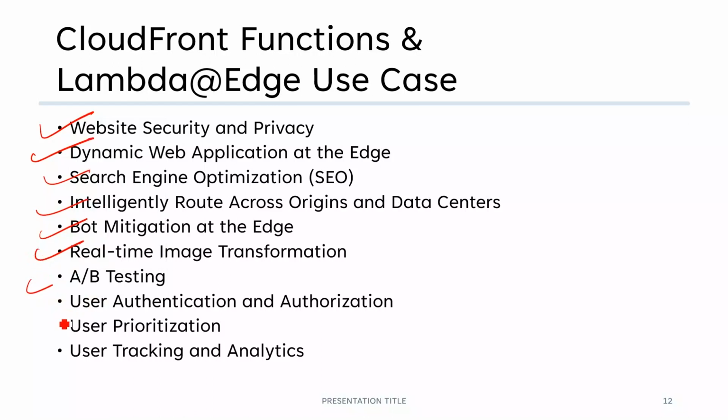User authentication and authorization: before accessing the particular data, you can use authentication logic which will authenticate the user. User prioritization, user tracking and analytics: anything that you want to do before the data is fetched from your edge location, or before the data is uploaded to the edge location, that's where your Lambda function is going to be integrated.